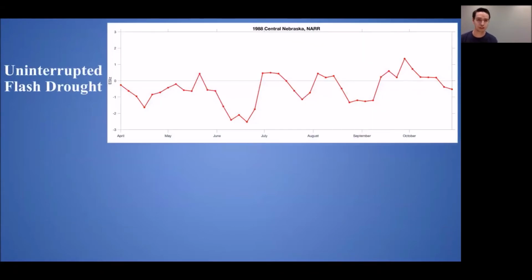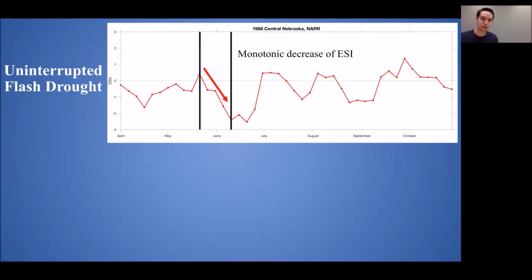So I just want to provide a schematic, actually an example taken from a specific grid point for a specific year for a season, and kind of show the example of the uninterrupted flash drought example versus an interrupted flash drought. So here is the time series from April to October of ESI values in central Nebraska during 1988. And so when identifying a flash drought here, this gives the example of a monotonic decrease of ESI. And so here the flash drought would be detected here, given starting in central May and ending in the earlier portions of June. And you can see here that ESI never increases, it is continually decreasing.